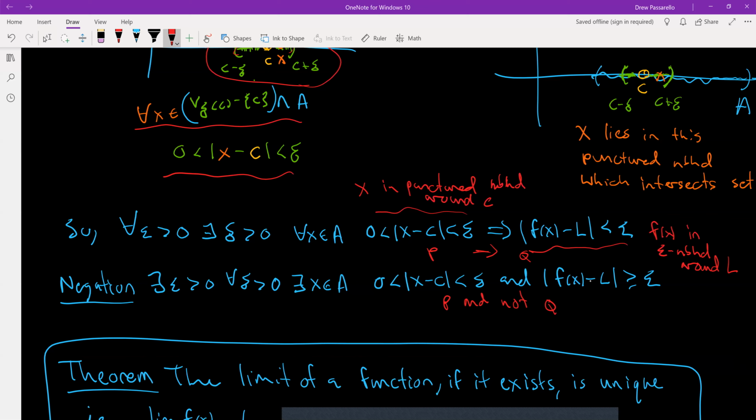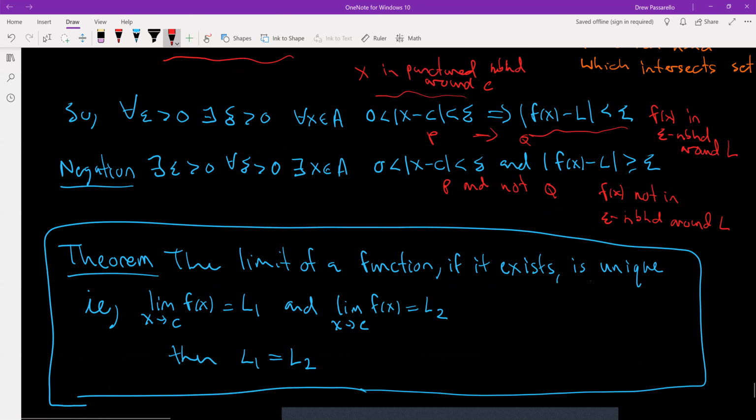So we assume that we still have this punctured neighborhood. X is in this punctured neighborhood around C, but this is for all delta. And now we have the absolute value of f of x minus L greater than or equal to epsilon. That's the negation. And so that means f of x is not in the epsilon neighborhood around L. Okay, so just figured I'd go ahead and mention that.